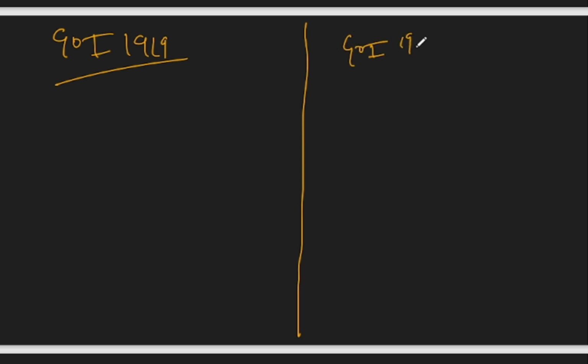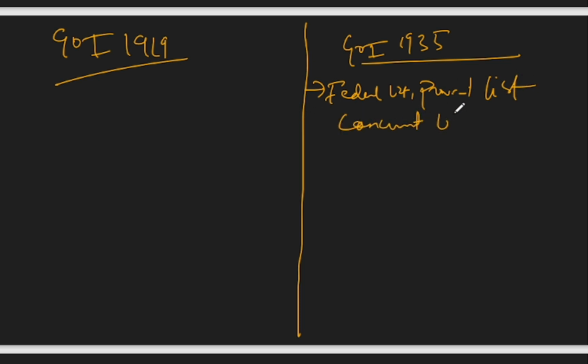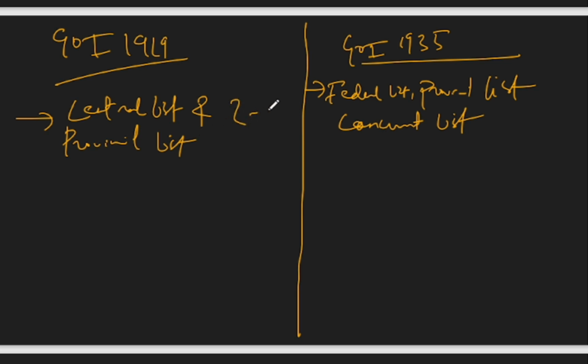So to make a clear distinction and better understanding, let's make a column. Government of India Act of 1919 and Government of India Act of 1935, right? According to this 1935 Act, federal list, provincial list, and concurrent list. According to the 1919 Act, only central list and provincial list, right? So here two lists and here three lists.